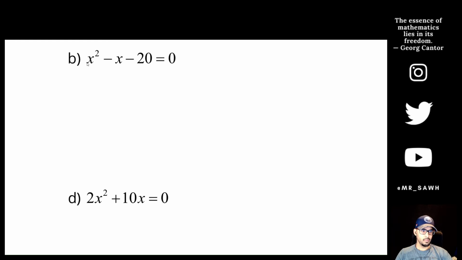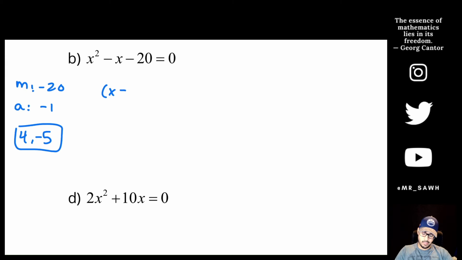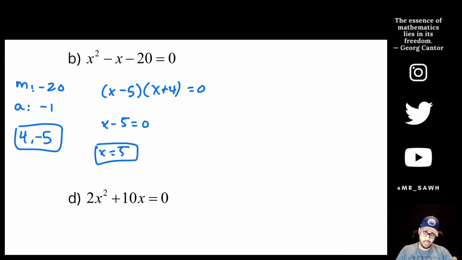So for B, again, you're looking for two numbers that multiply to negative 20, this time add to negative 1. 4 and 5, I believe, will do this as long as it is the 5 that's the negative. So x minus 5, x plus 4 equals 0. That means x minus 5 should be 0, so x is 5. There's 1. x plus 4 equals 0, so x has to be negative 4. There is the other. So I found my two zeros.